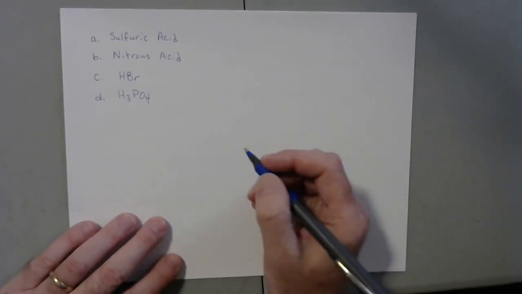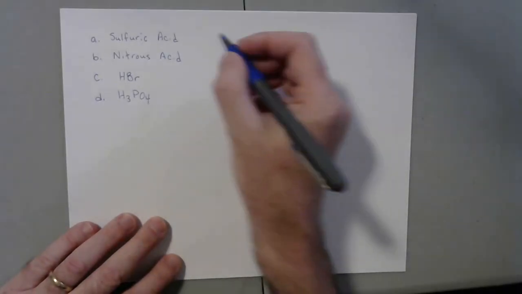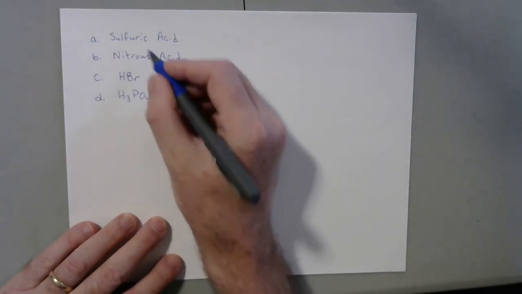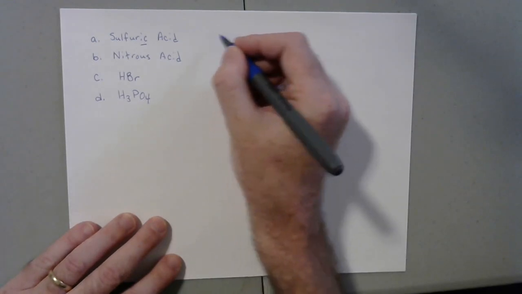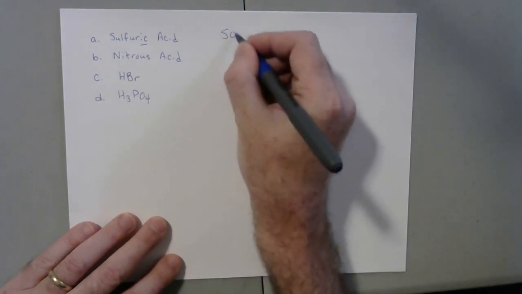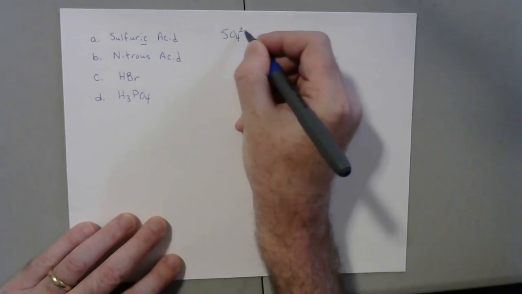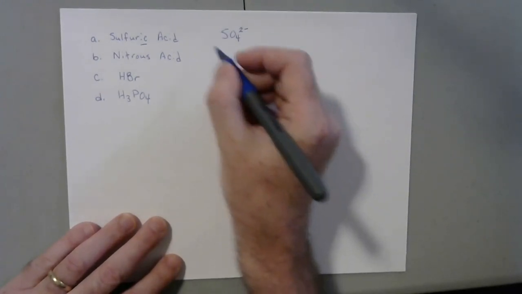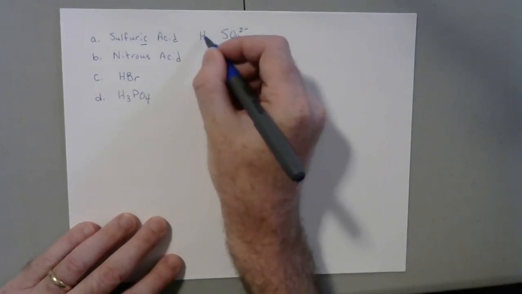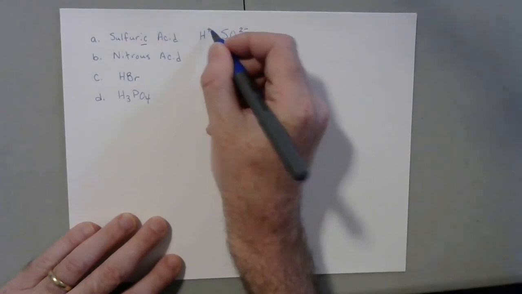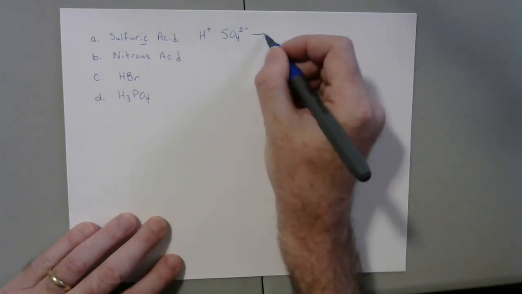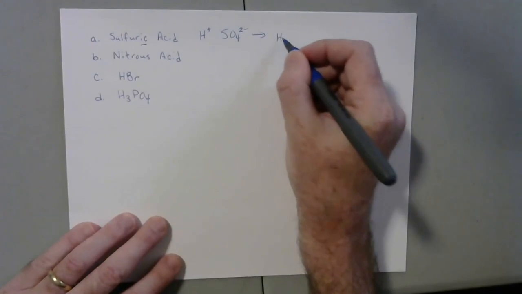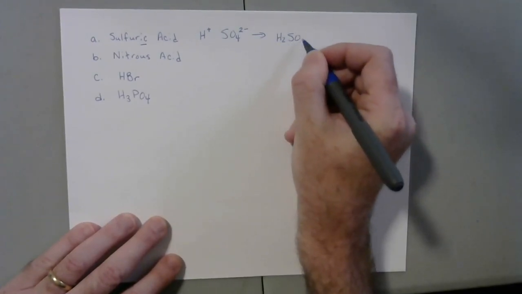All right, let's talk about naming or writing the formulas of these acids. If we've got sulfuric, the IC tells us it's an ATE ending ion, which means it's going to be based on sulfate. The cation in an acid is always H plus. So if we form the correct ionic formula by swapping things around, we get H2SO4.